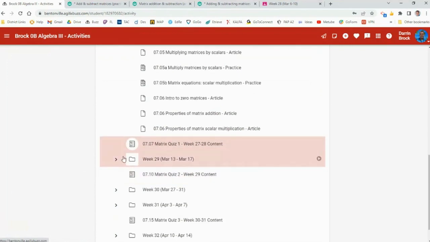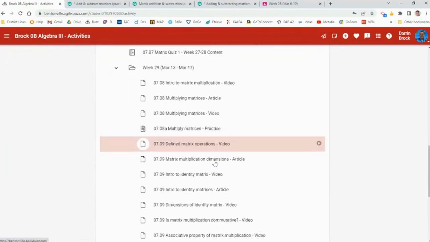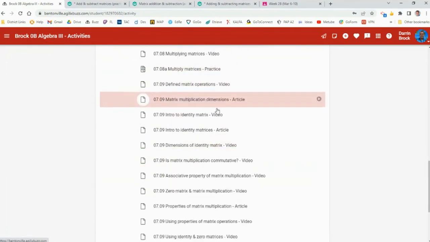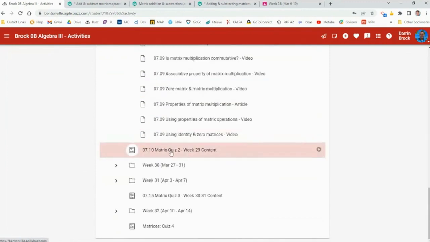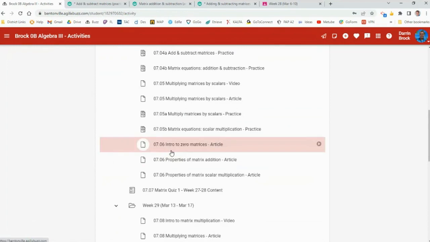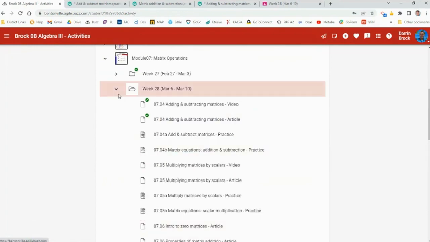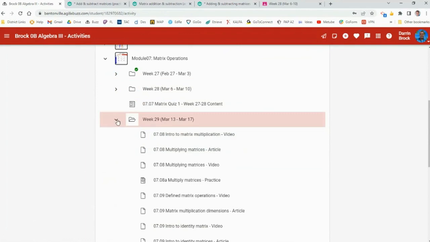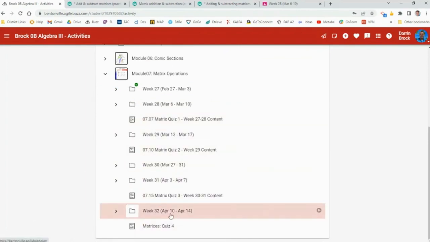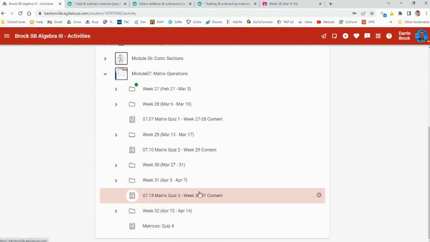And then next week, right before spring break, we'll have lots of videos, not much practice, and then you'll have another quiz next week. So we'll have 2 quizzes here before we get to spring break. So close those down. And this is going to take us halfway through April before we get out of matrix units here. So, all right.